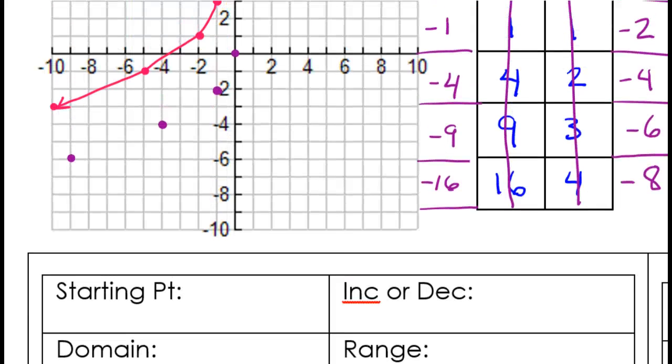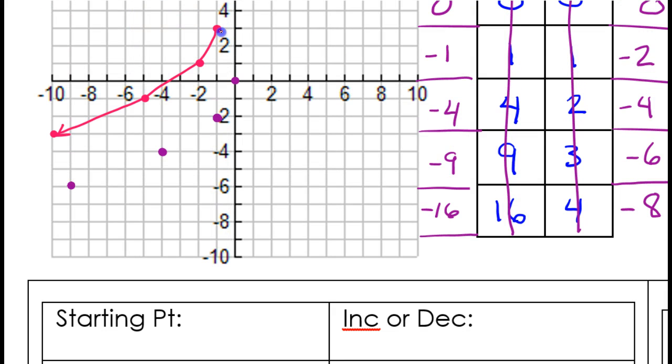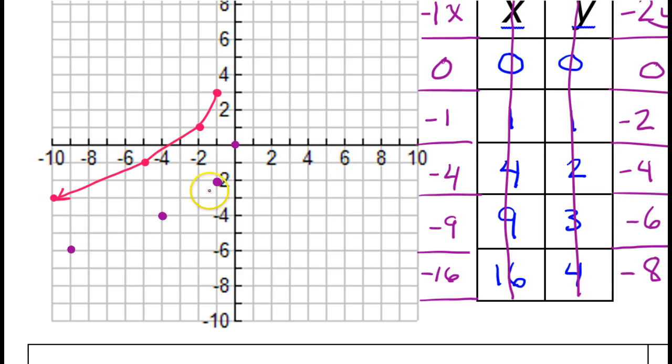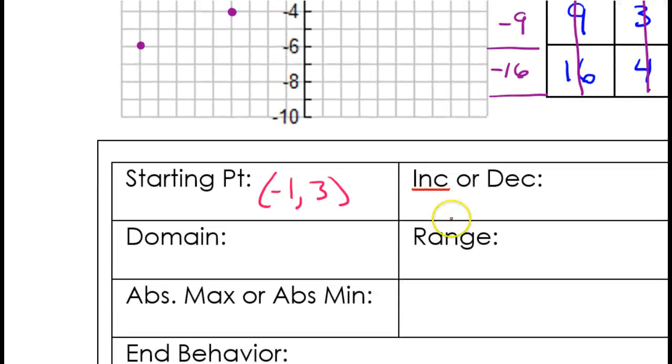Okay, the starting point. Well, this is the starting point right here. That was left 1 and up 3, so that's -1, 3 is our starting point. Okay, increasing or decreasing? When you talk about increasing or decreasing, you look at the graph from left to right. And from left to right, this is always increasing. Okay, so increasing.